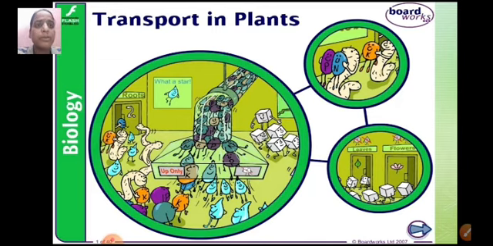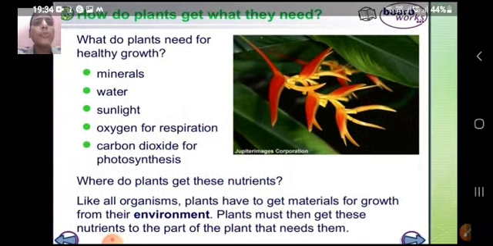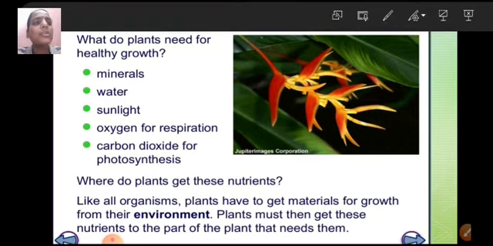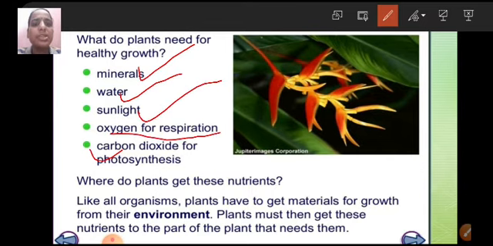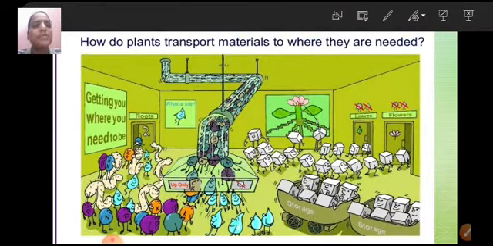Starting with the chapter, we'll be dealing with transport in plants first of all. So first of all, what are the things that plants require for their growth? Plants need minerals, water, sunlight, oxygen for respiration and carbon dioxide for the process of photosynthesis. Like all organisms, plants have to get these materials from their environment. So plants must get these nutrients to the parts of the plant that require these substances.